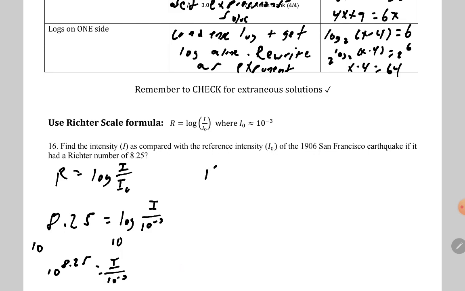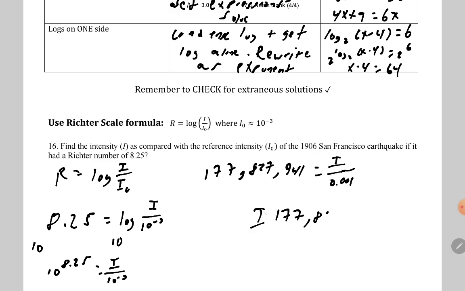So we're going to get 177,827,941 equals I over 0.001. Multiply it by that number, and our intensity is 177,827,941.